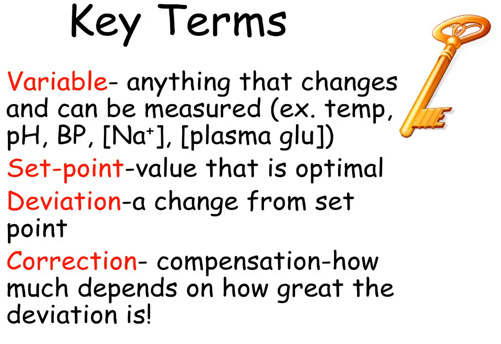So the closer you get to your set point, the more the compensatory mechanism should alleviate. You don't want to overshoot your set point, right? You don't want to go hardcore and swing hard in the other direction and deviate in the other way. So, correction, the more removed you are from set point, the greater the deviation, the greater the compensatory mechanism. The closer you get to your set point, the less the compensatory mechanism will be.